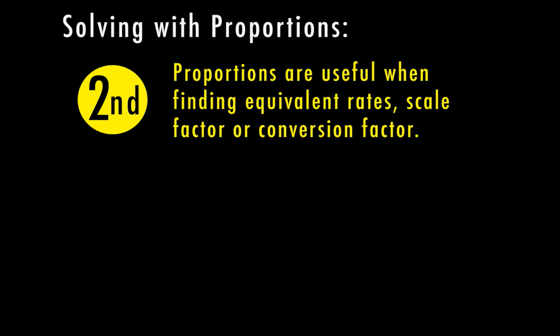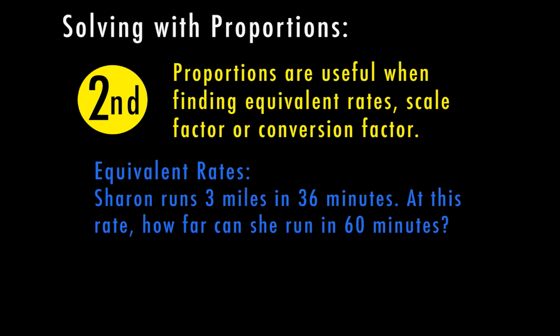And what we mean is we can use this proportion to figure out one of the missing pieces. So if I want to tell you that an equivalent rate can be found by using a proportion, we're going to talk about Sharon. Sharon runs 3 miles in 36 minutes. At this rate, how far can she run in 60 minutes? So we can set this up as a proportion. Now, the first thing we want to do when we're setting up our proportion is label. So I'm going to label this miles to minutes.